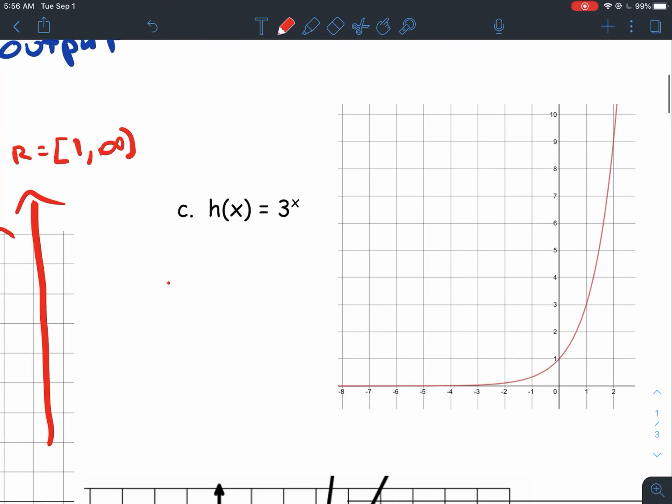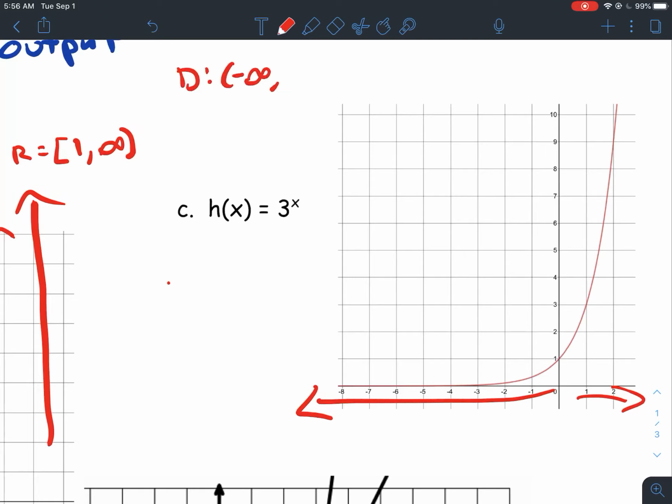Next, we have 3^x, which is our exponential. So again, let's look at our input values. You are allowed to put in any negative number, any positive number. You can plug in any number into x. So again, our domain is negative infinity to positive infinity.